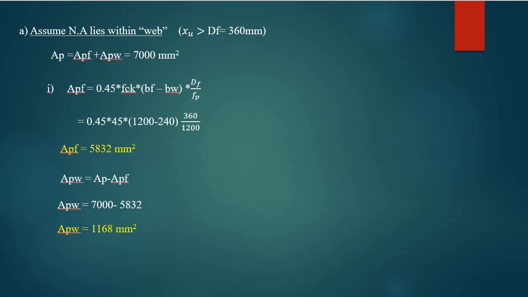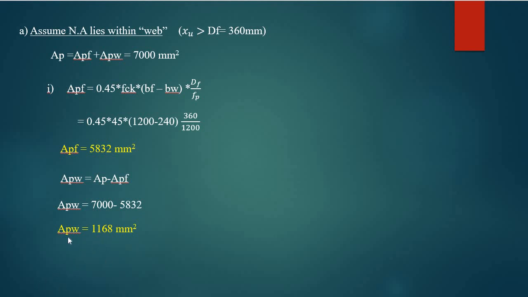APF is 5832 mm square. This is the area of the cable for the flange. Now, if we know the total area of the cable and area of the cable for the flange, by using these two, we can find out how much cable is required for the web. So, APW equal to AP minus APF is 7000 minus 5832, which will give you 1168 mm square.